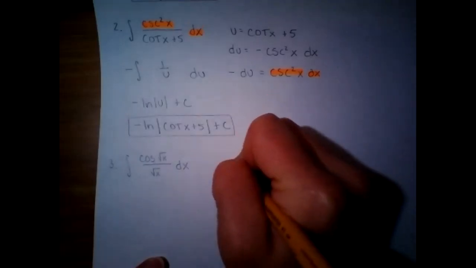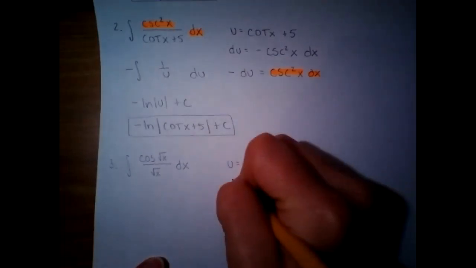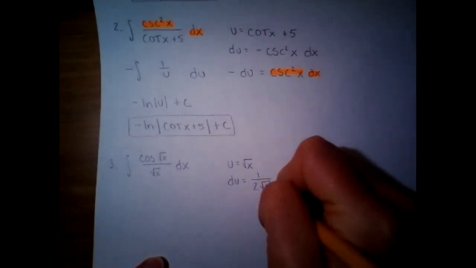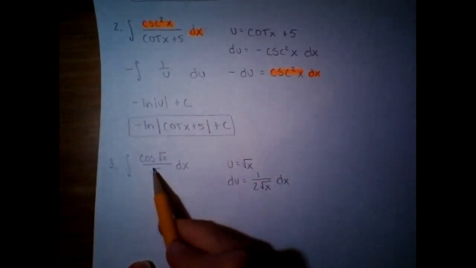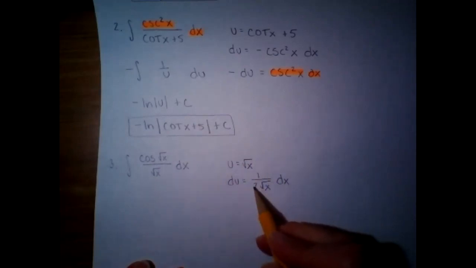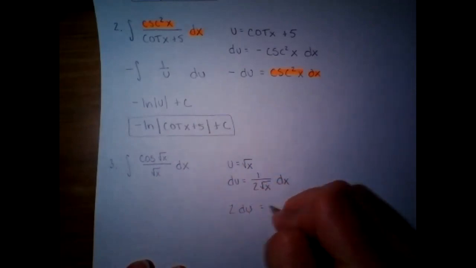So we're going to let u equal square root of x. And so that derivative is 1 over 2 square root of x dx. And so that does match up in the problem. We have that square root of x in the denominator. We just don't have this 1/2. So to cancel that out, I'm going to multiply by a 2 to adjust this.